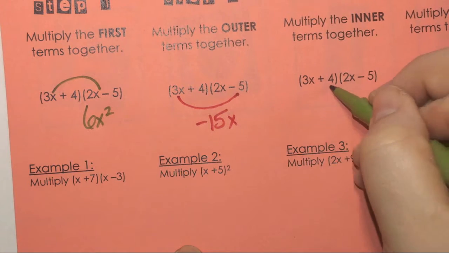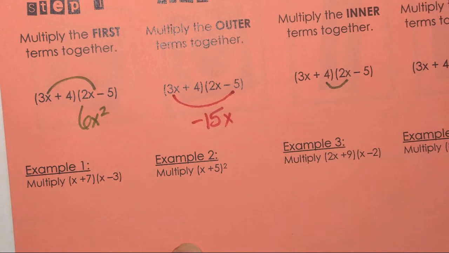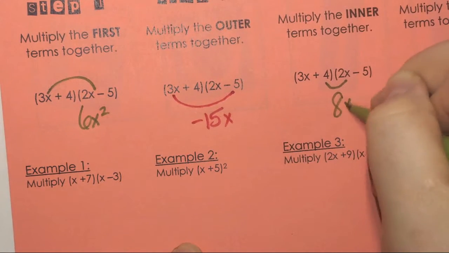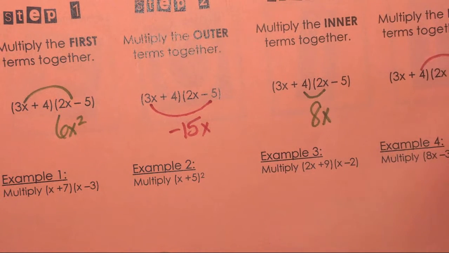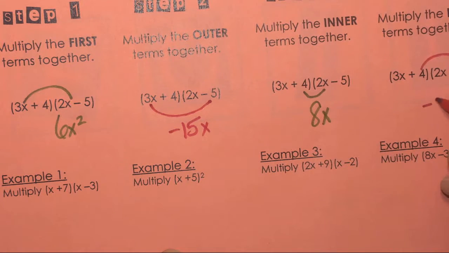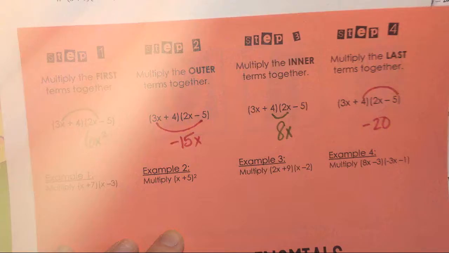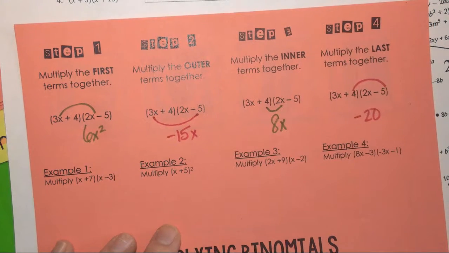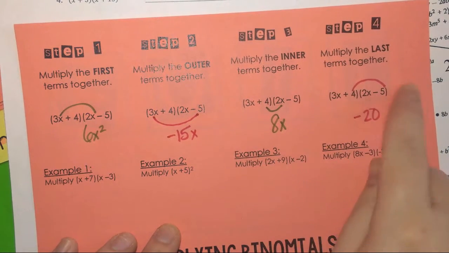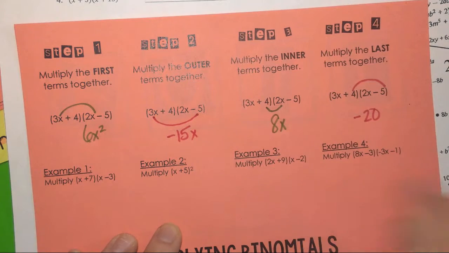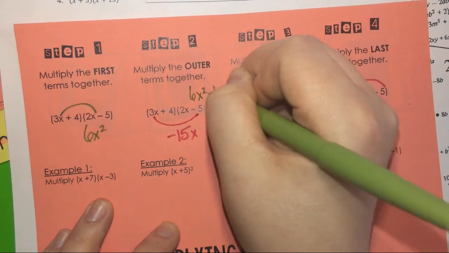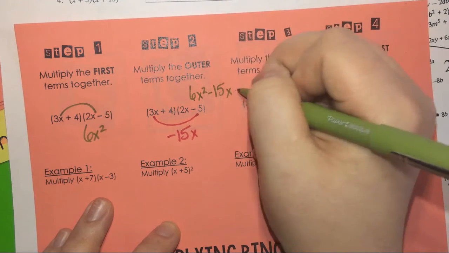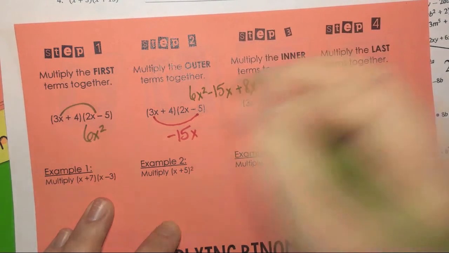Okay, and then the inner, we get 8x. Thank you. And then the last, and you get, okay. So, yes. So first, outer, inner, last. I don't know why they spread it out. I guess to prove it to you one last time. When we put all these together, we would get 6x squared minus 15x plus 8x minus 20.